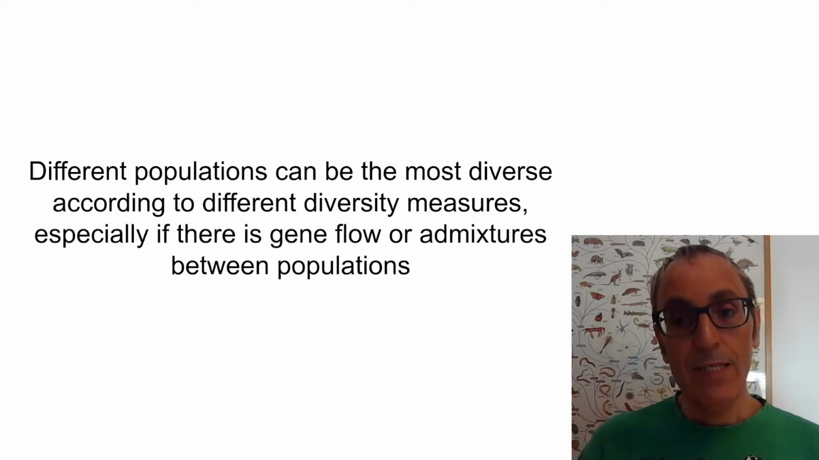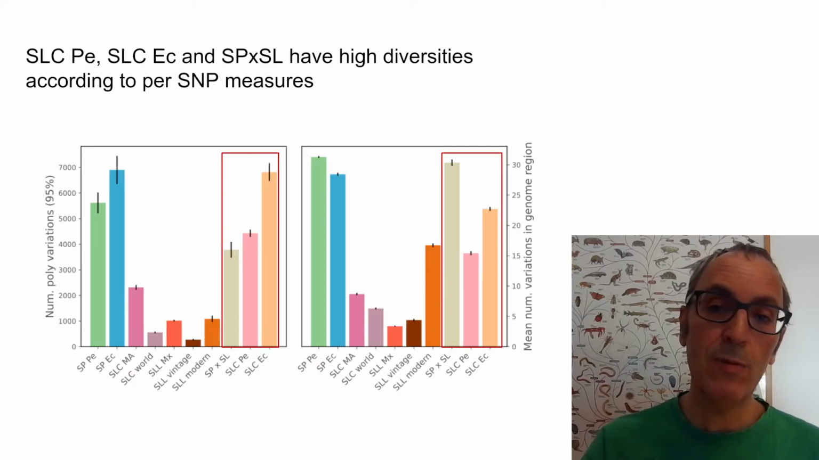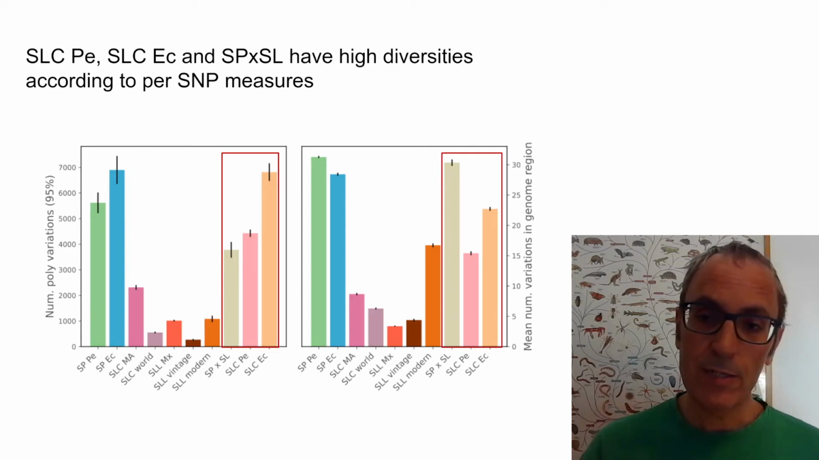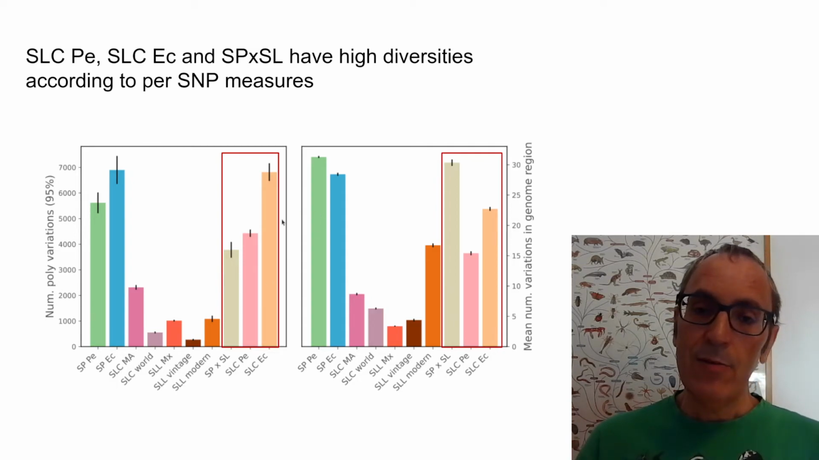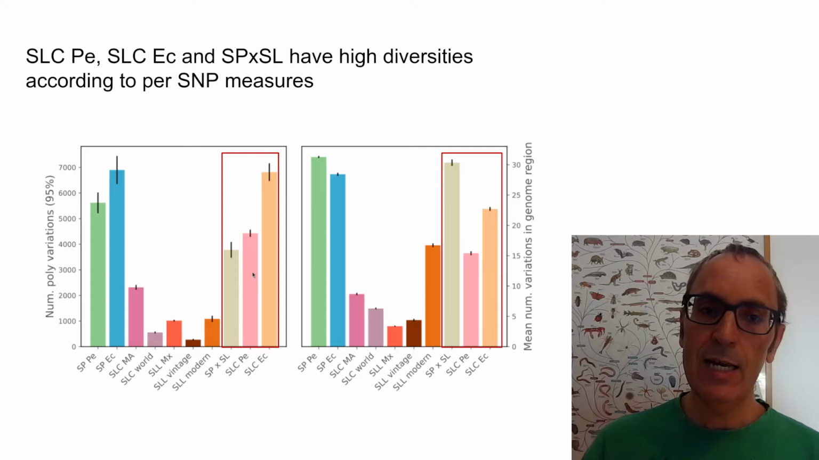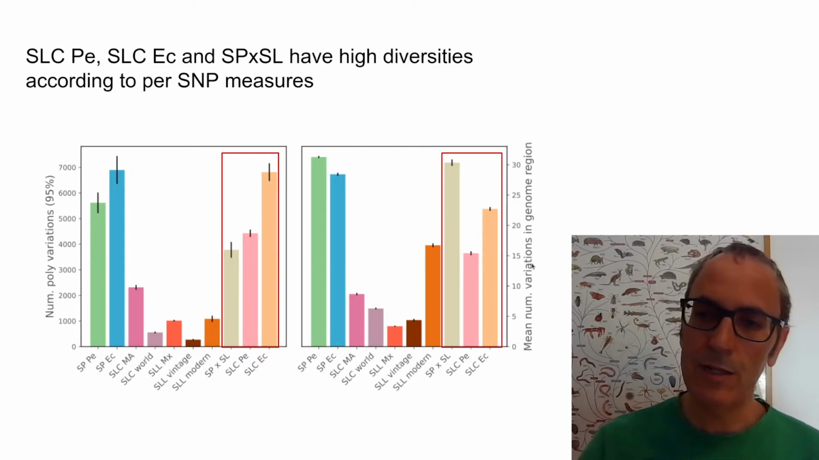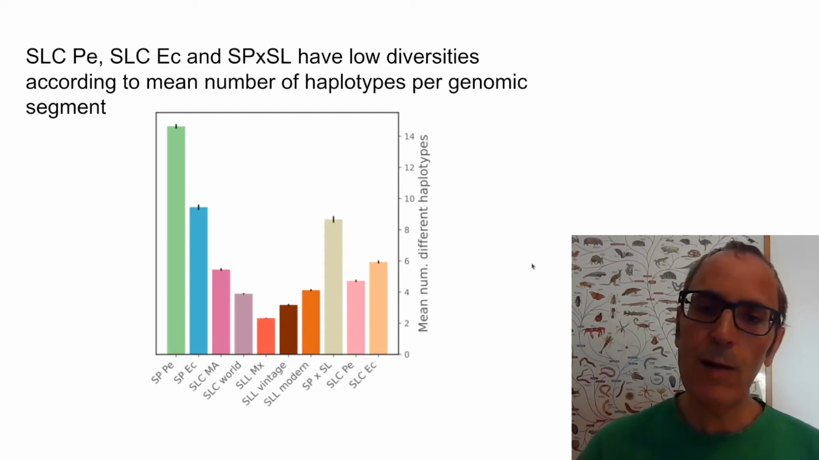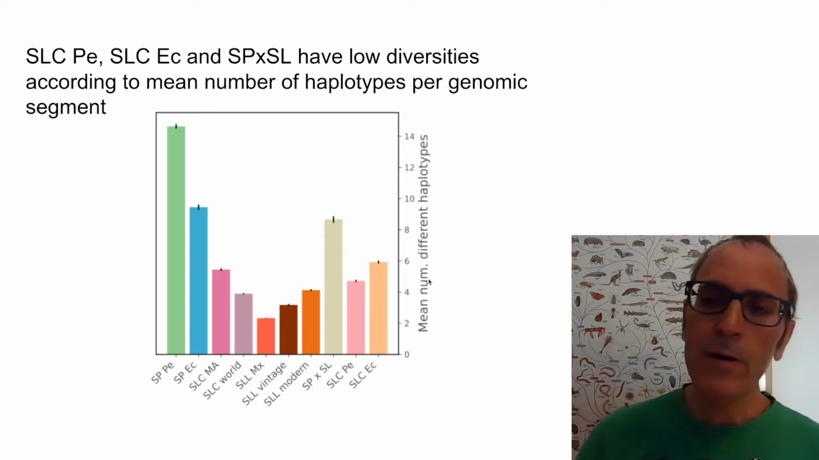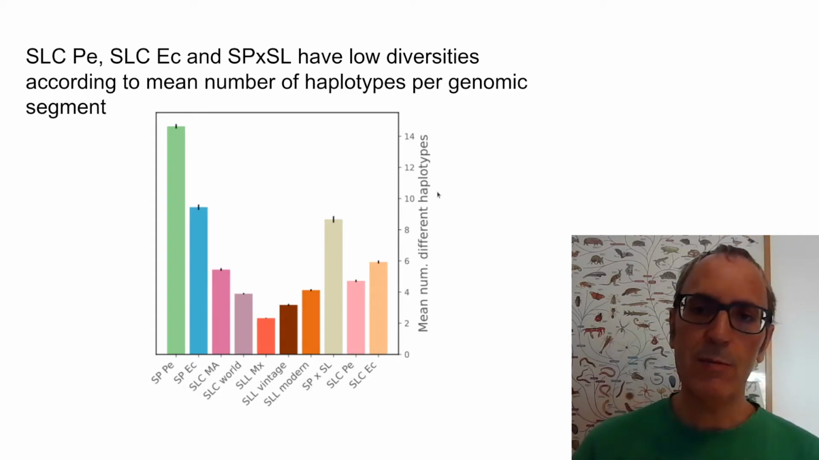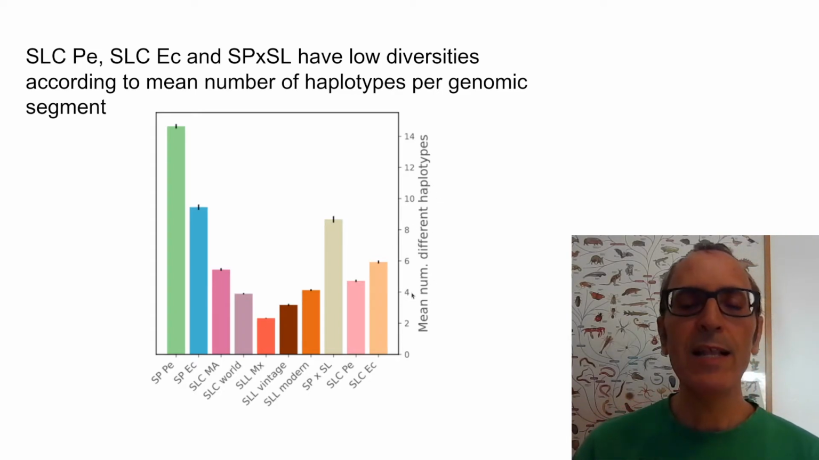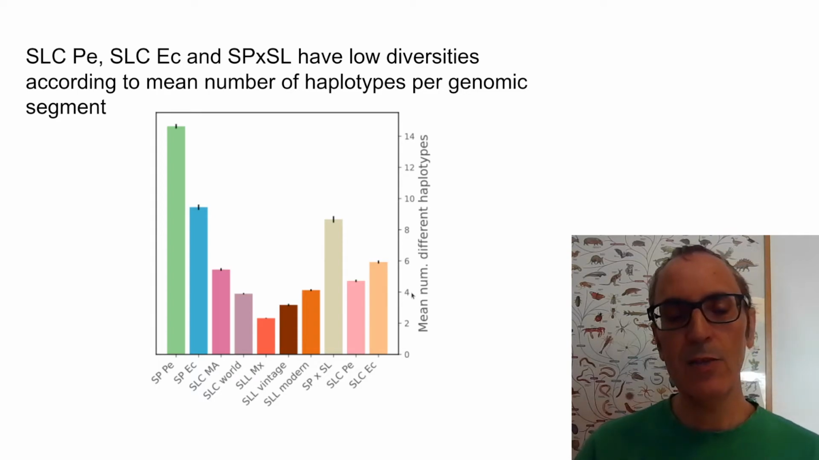If we have gene flow or admixture, these different indexes that we have been talking about could be quite different between populations. For instance, we have now calculated the number of polymorphic variants and the number of variants in general. But let's see what happens if we calculate the mean number of different haplotypes. So how many alleles do we have, but taking into account haplotypes.